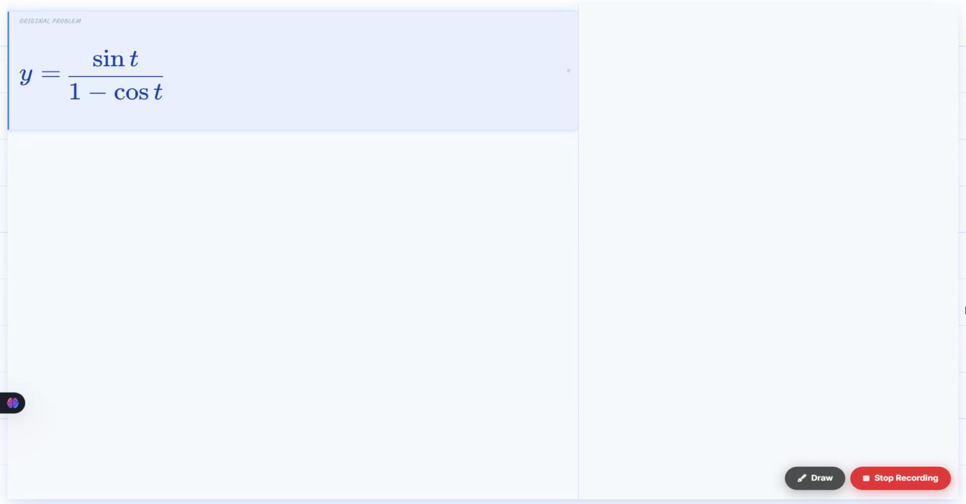We look at the original problem y equals sin t divided by 1 minus cos t. We do this to see what we need to solve. This is our starting math sentence.